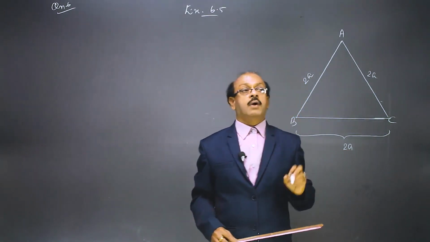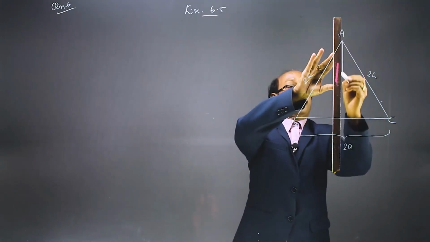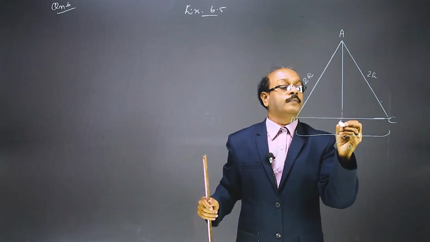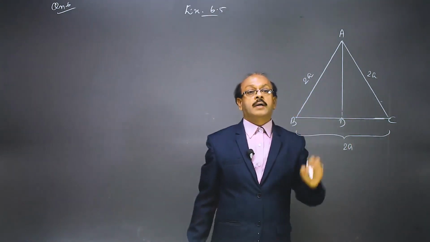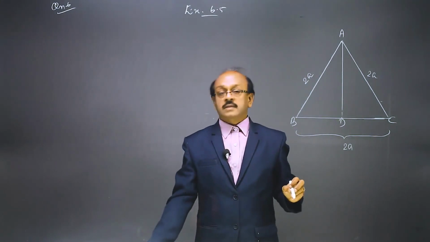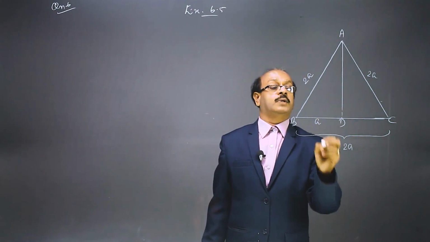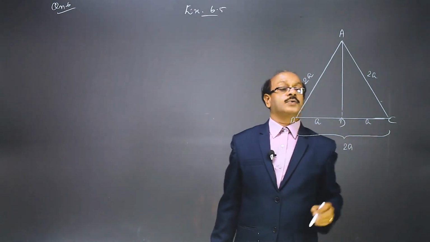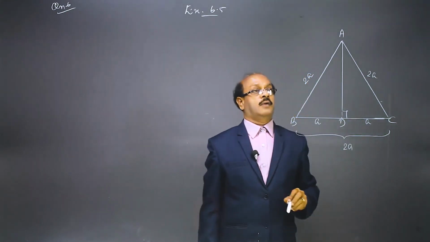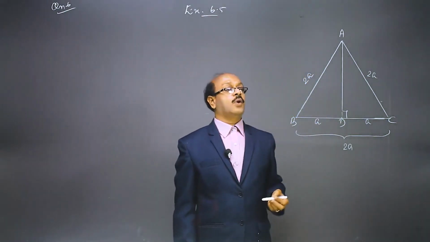Now we have to draw one altitude. Let AD be an altitude. So an altitude will divide the base BC into two equal parts since it is an equilateral triangle. Therefore, length of BD is equal to a and length of CD is also equal to a, and this angle is 90 degrees. We have to find the length of AD.